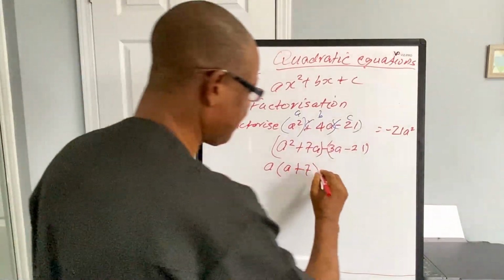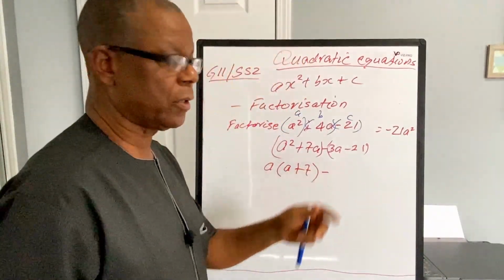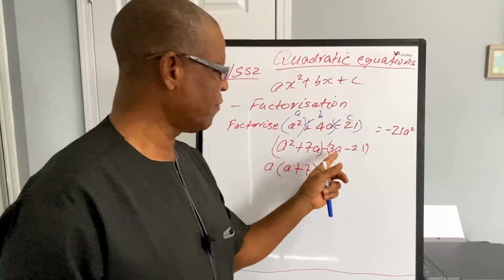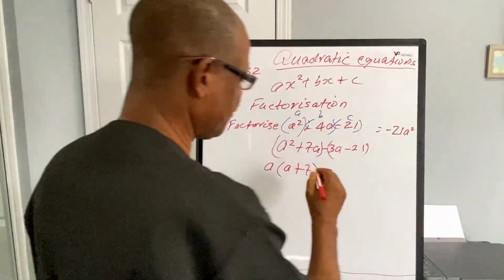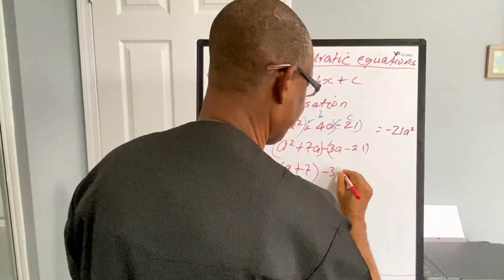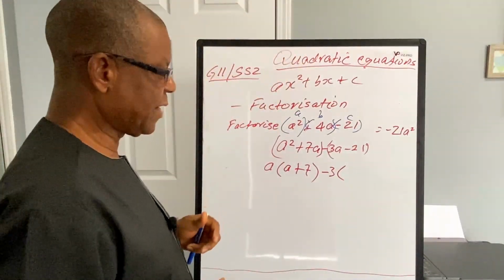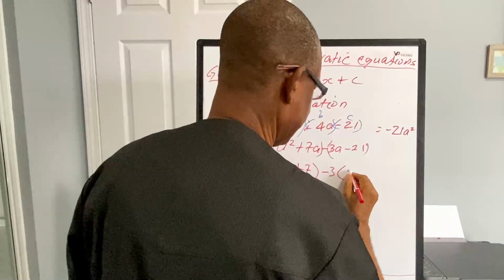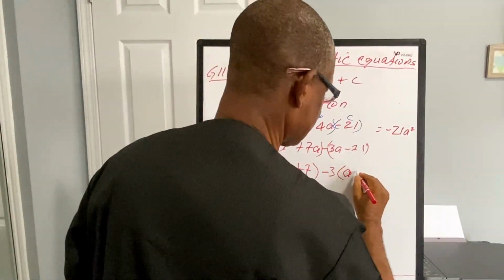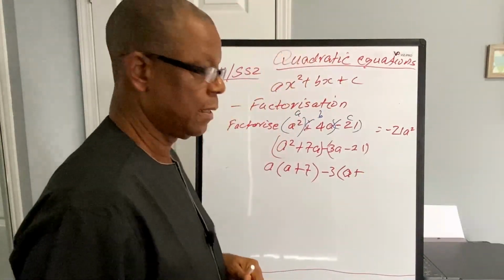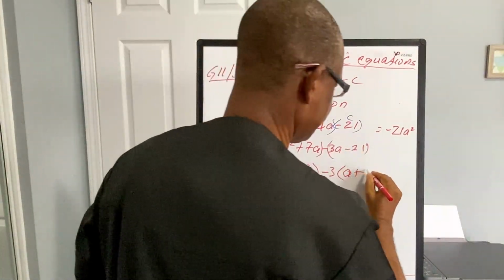Then in the second bracket, we ask ourselves, what is common here? If you look very well, you discover that 3 is here, 3 is also in 21. So we bring out 3 as our common factor. 3a divided by 3 will give us a. And negative divided by negative, remember, will give you positive. And 21 divided by 3 will give you 7.